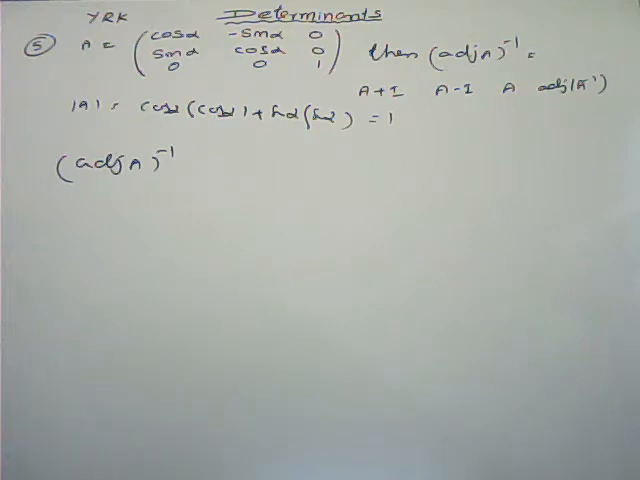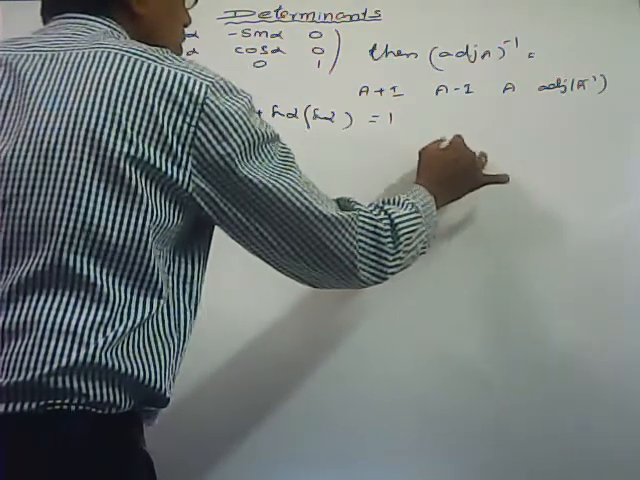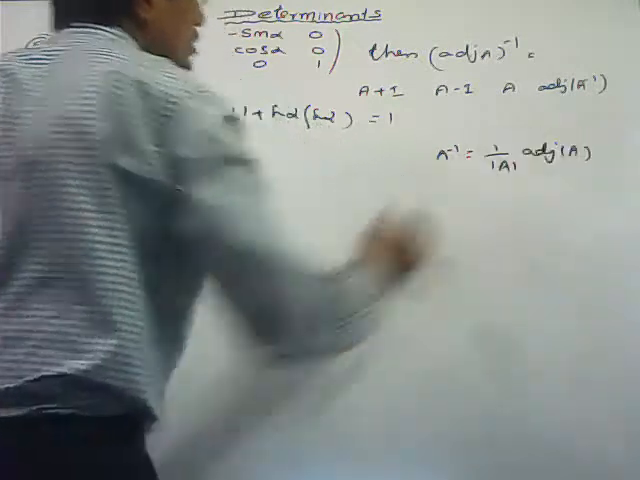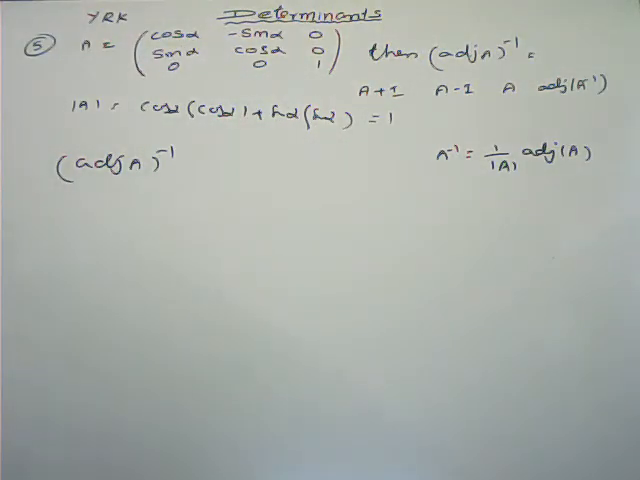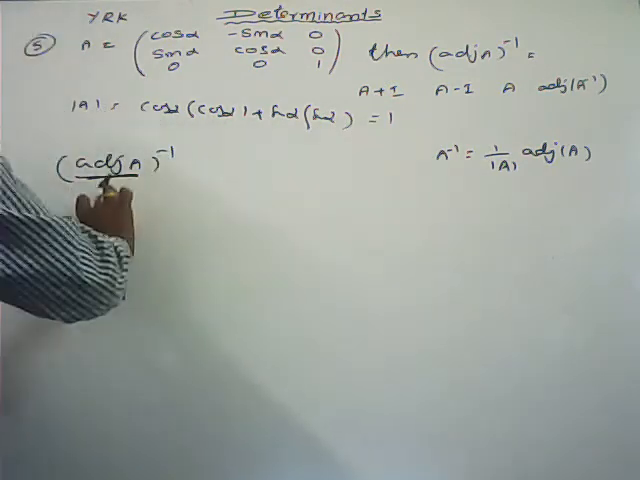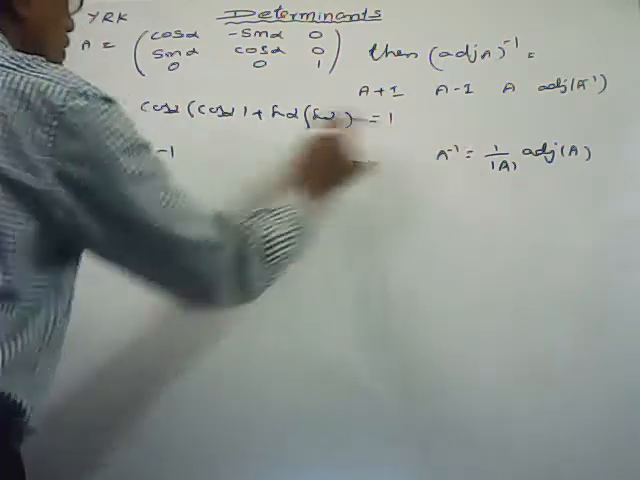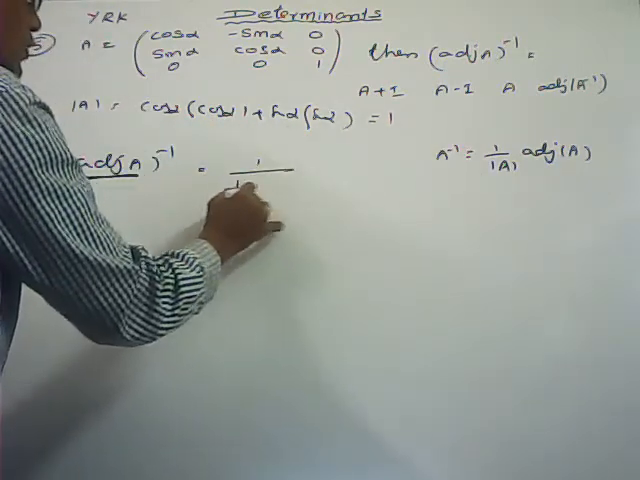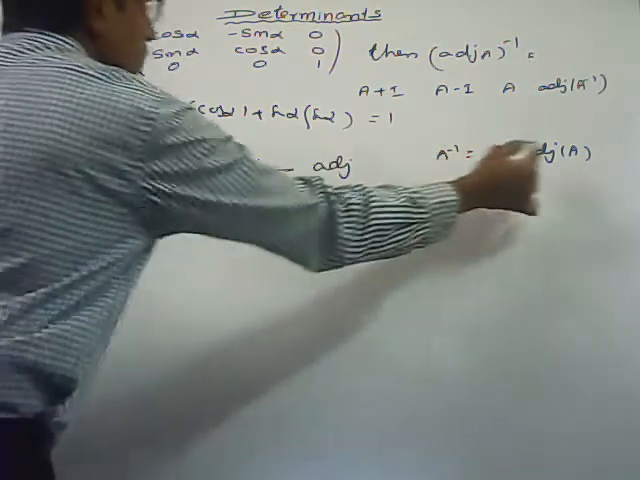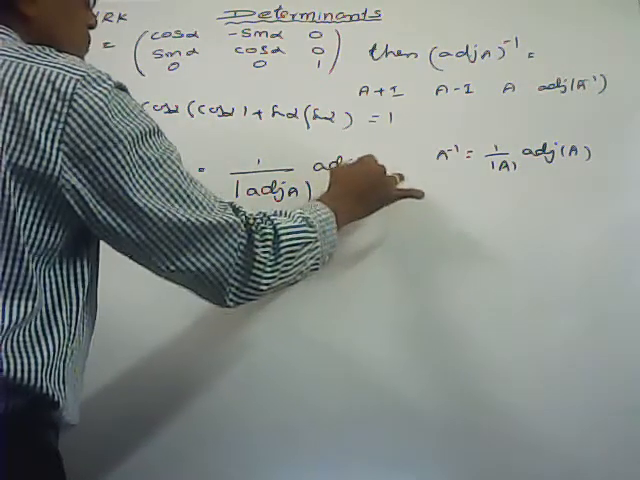Adjoint of A whole inverse, we want. Previously we already proved this one: A inverse is equal to 1 by det A into adjoint of A. In the place of A, here adjoint of A is there. So in the place of A you can replace adjoint of A. Adjoint of A whole inverse is equal to 1 by det of adjoint of A into adjoint of, in the place of A you can replace this one, adjoint of A only.